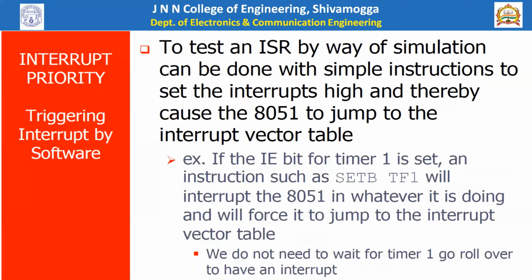To test an ISR, interrupt service subroutine, by way of simulation, can be done with a simple instruction to set the interrupt high and thereby cause the 8051 to jump to the ISR. For example, if the interrupt bit for timer 1 is set, an instruction such as SETB TF1 will interrupt the 8051 in whatever it is doing and will force it to jump to the interrupt vector table. We do not need to wait for timer 1 to roll over to have an interrupt. That is a very important point.